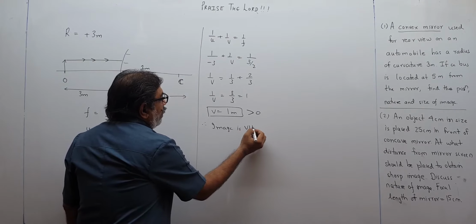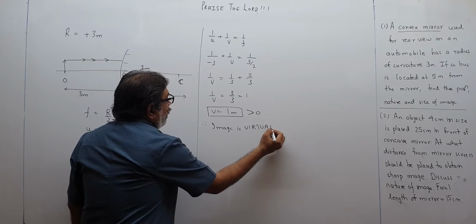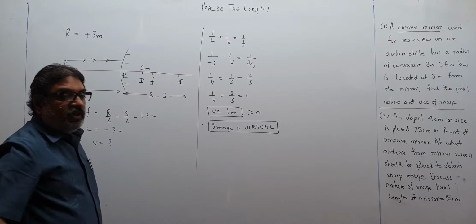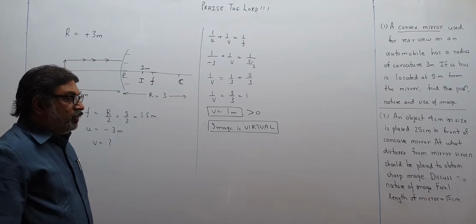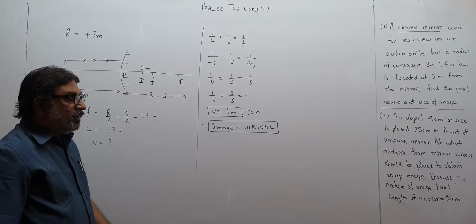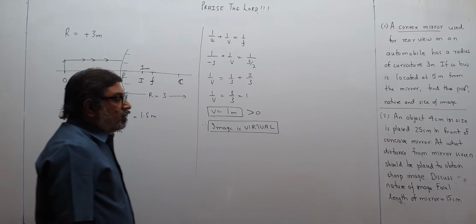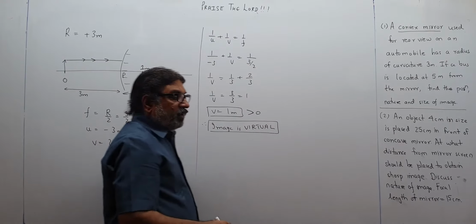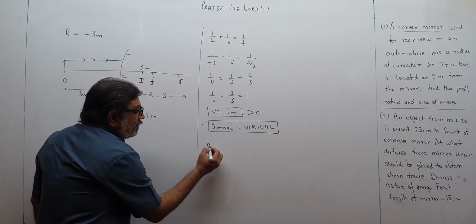Image is virtual. I told you what the sign of V will decide, what the sign of M will decide, all those things I have told you. So because V is positive, matlab image is behind the mirror, so it is virtual. So he is telling us find the position, nature. Nature is what? Virtual. Now let us find out magnification.